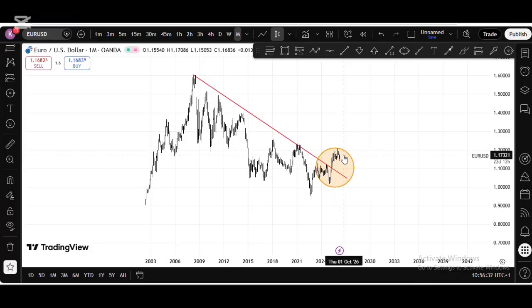So when the market breaks this trend line, what are we expecting? We're expecting the market to drop and come hit this trend line here, which means the market is slowly changing direction from this downtrend to an uptrend.